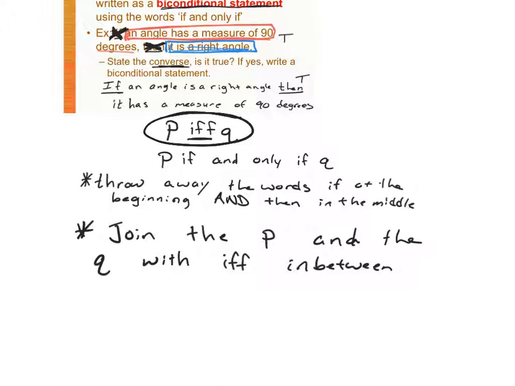So what is the P part? What is the sentence that is the P part? When I say P, what am I referring to in that sentence above? The hypothesis. But what specifically is the hypothesis in the statement above? Good. An angle has a measure of 90 degrees.